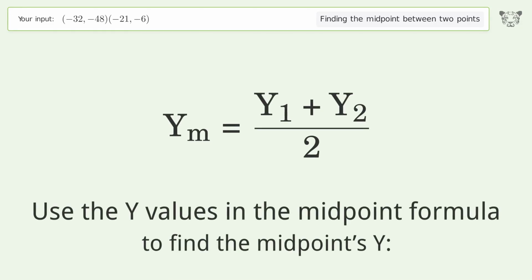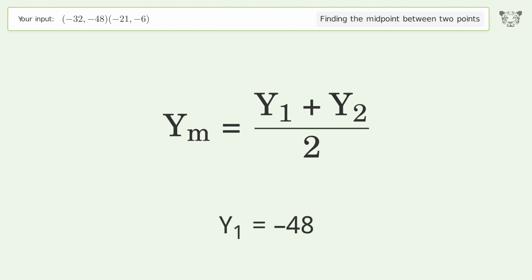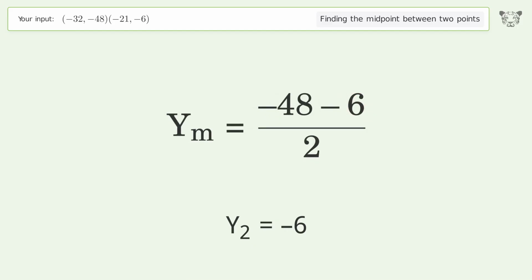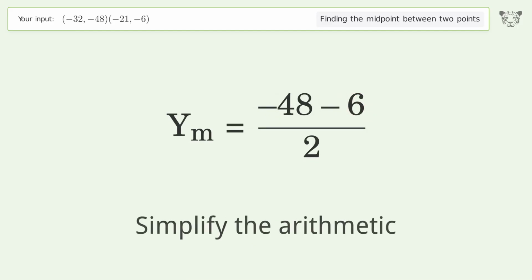Use the y values in the midpoint formula to find the midpoint's y. y1 equals -48. y2 equals -6. Simplify the arithmetic.